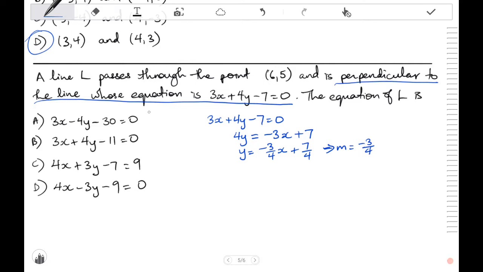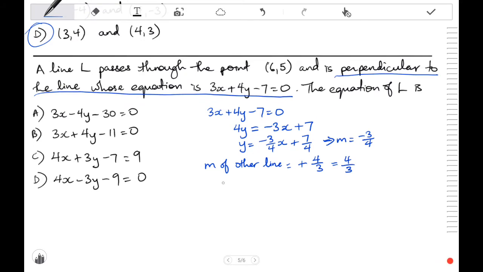And this line is perpendicular to the other line. So therefore the gradient of the other line must be the negative reciprocal of this line, or the negative inverse. So we change the sign, positive, and then you flip it, 4 over 3. Alright, so the gradient of the perpendicular line is 4 over 3. We know the gradient, and we also know that the line passes through the point 6, 5.